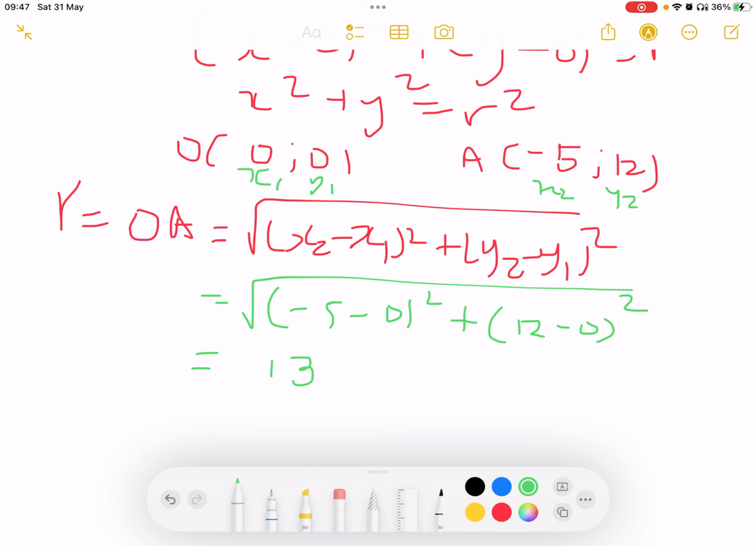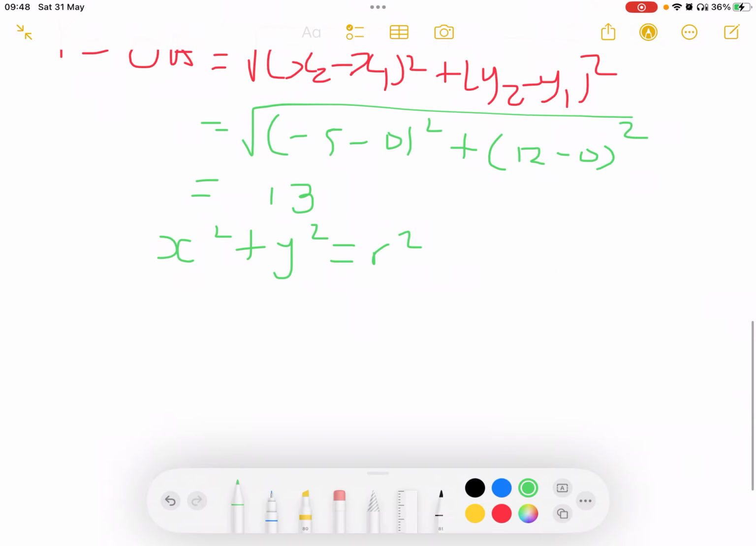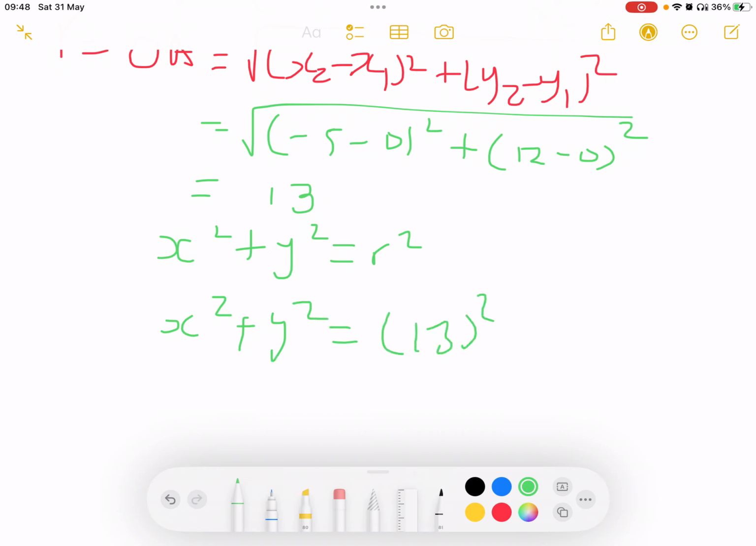Now, the first question wanted us to determine the equation of the circle, of which we know the general formula is x squared plus y squared equals r squared. The only thing we have to do is substitute our value of r squared. So this is x squared plus y squared equals 13 squared, which means the equation is x squared plus y squared equals 169.